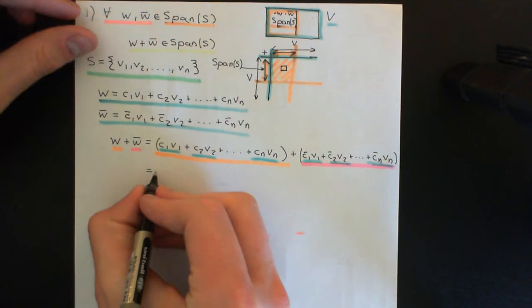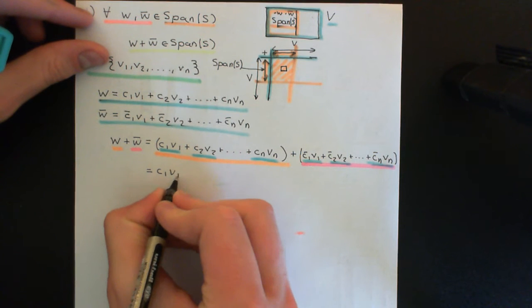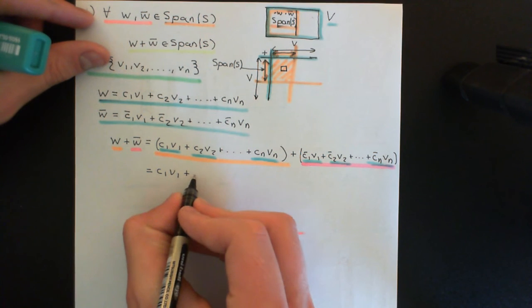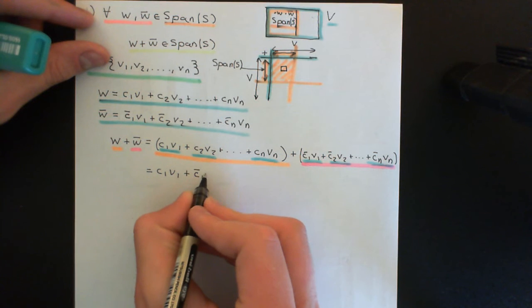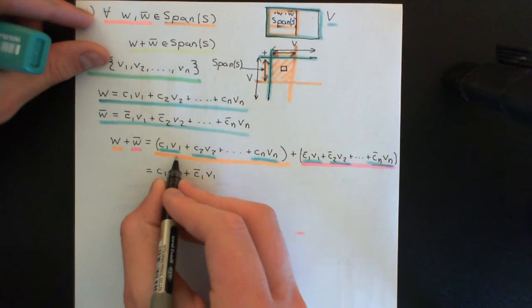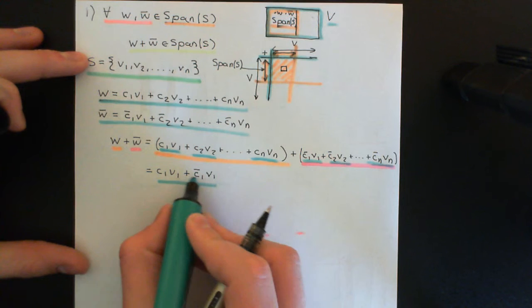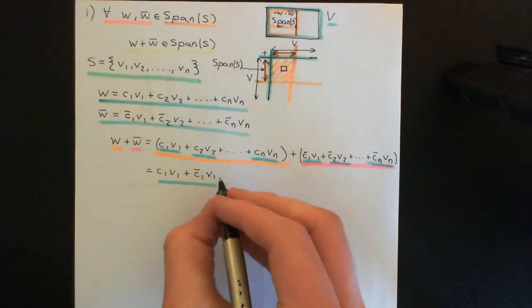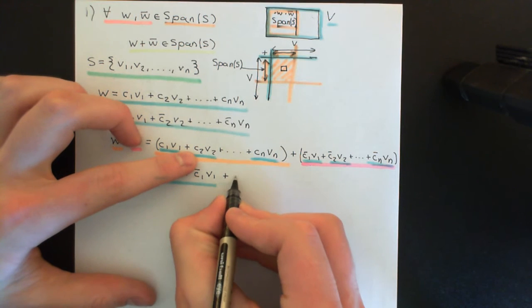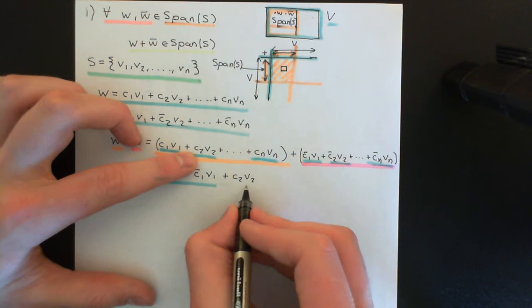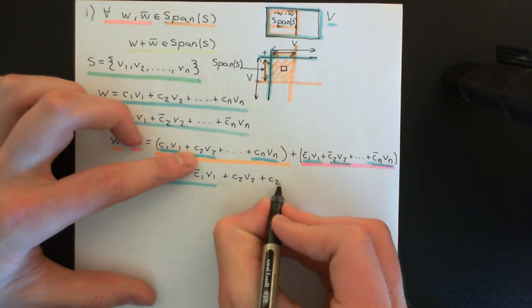So what I'm going to do is leave c1 v1 where it is, but I'm going to bring this one all the way up so it's next to c1 v1. So I'll have plus c1 bar v1 here. Now I've put the two terms that have a v1 next to each other. Then I'm going to have plus c2 v2, and then, you've guessed it, I want this one now to be moved up here, so I'll have plus c2 bar v2.